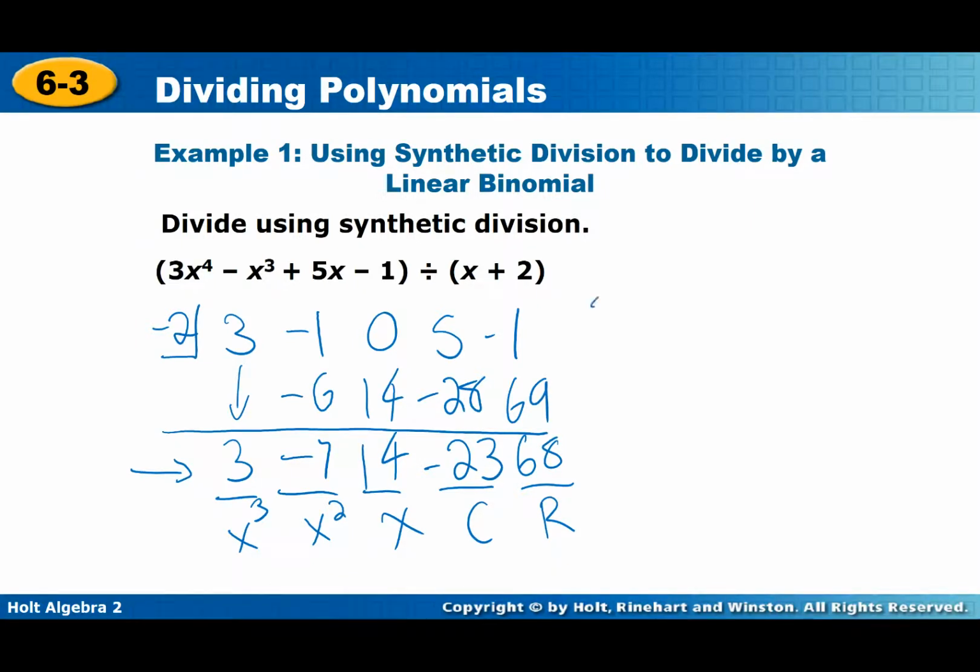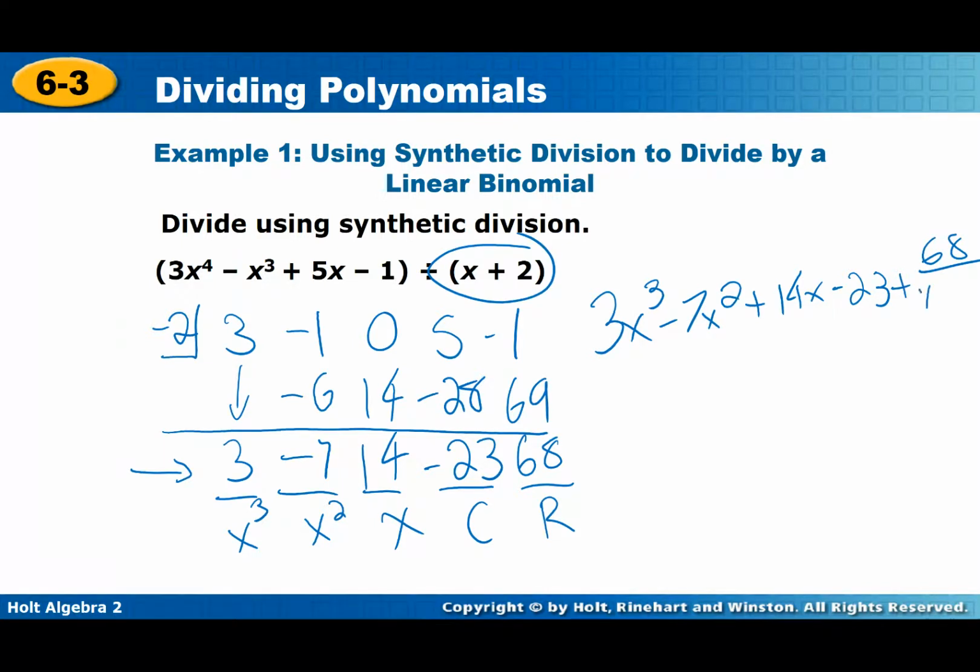So my answer here, we have 3x to the third minus 7x squared plus 14x minus 23, and then plus the remainder is 68. So remember, we write the remainder as 68 over whatever my divisor was, so x plus 2 in this case. And that's the answer. Now to do that with long division would probably take about 5 times as long, 10 times as long, depending on how slow you work. But that's it. So it saves a lot of space.